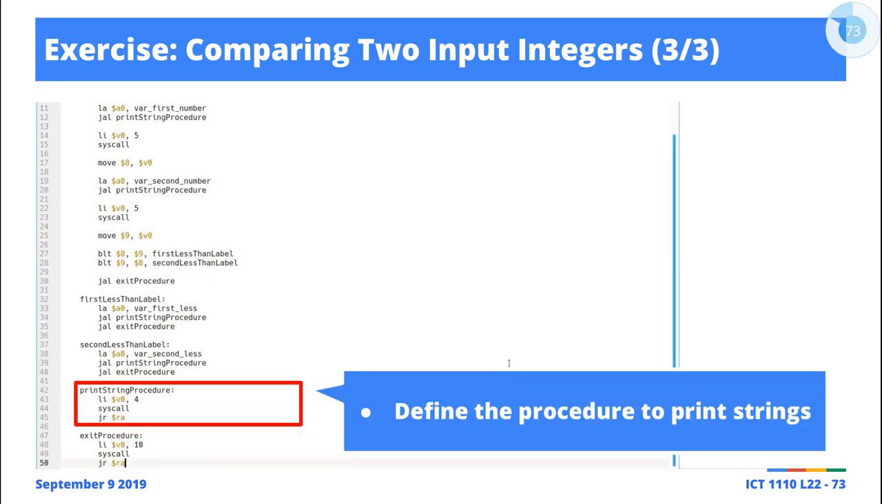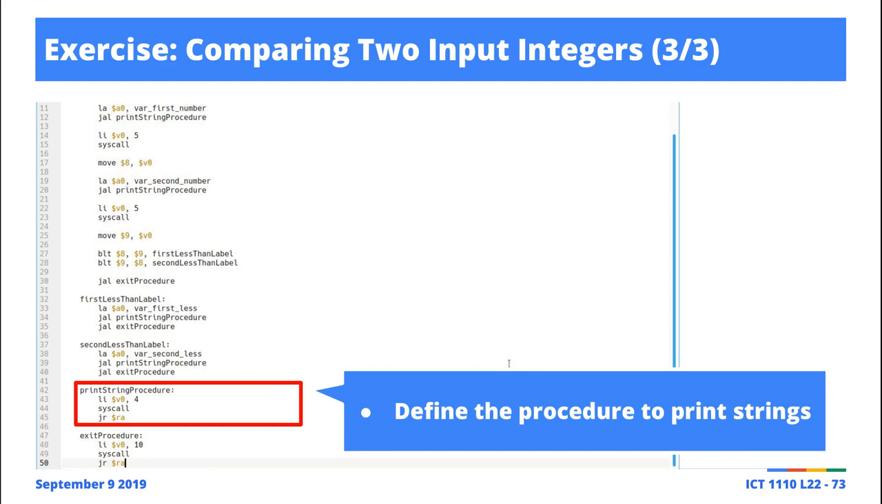Yes? How many procedures can be represented by jump and link? It's one. The format of the instruction is jump and link, then the name of the label, which is the label address. So you can only link to one address. One label, one procedure, which makes sense, actually. Is it one label at a time? Yes, at a time.